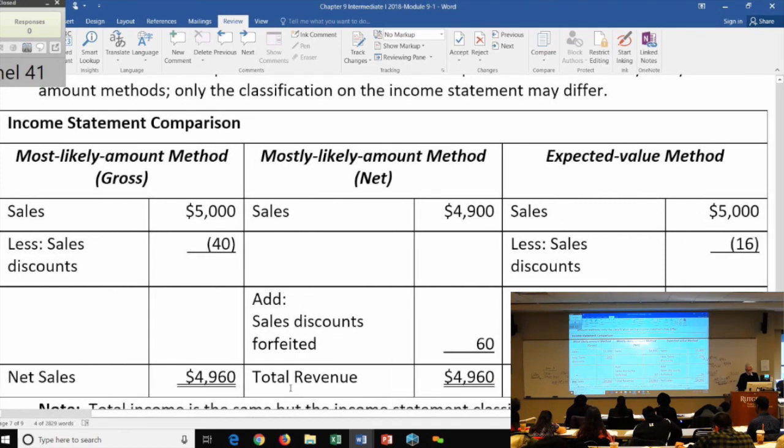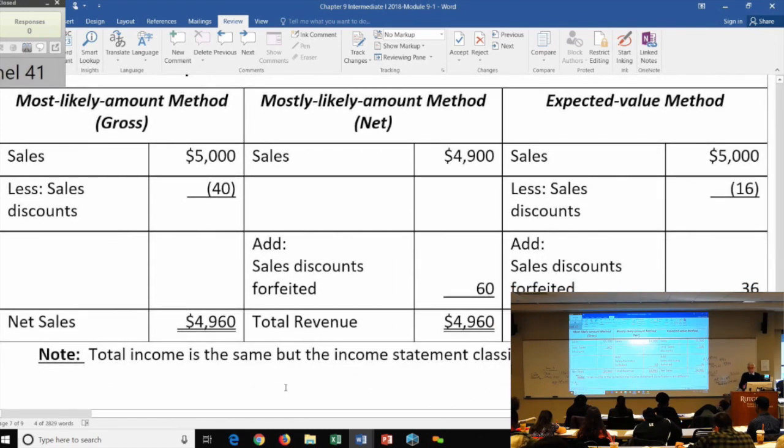The only thing is, you're going to see, no matter what method you use, the net amount or the total amounts do not change. What changes, however, is the classification. So the only thing you have to be aware of is that we're always cautious to make sure that we classify revenue properly. Everything else here is operating income, except sales discounts forfeited, which is non-operating or other income. So just make a note of that.